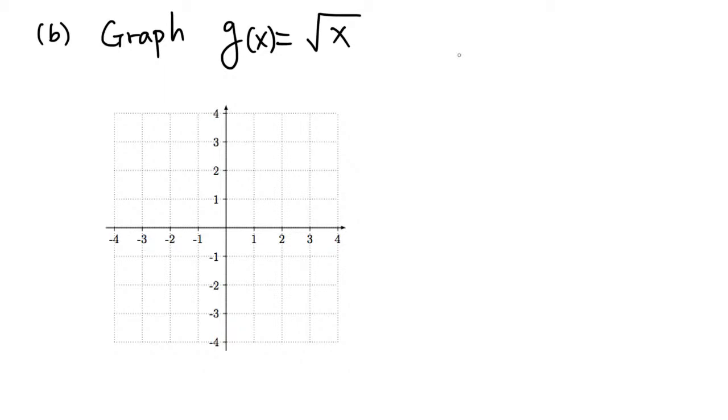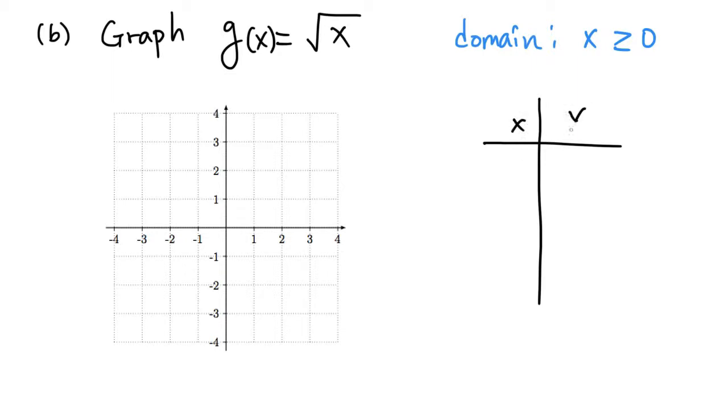Okay, let's look at the second example. The function is square root of x. Now the domain of this function is the values of x greater than or equal to 0, because we cannot put negative values under the square root sign. So when we make the table of x, y values, we are going to start from 0. And the graph of this function will be on the right-hand side of the xy plane, only on the positive side of the x-axis.